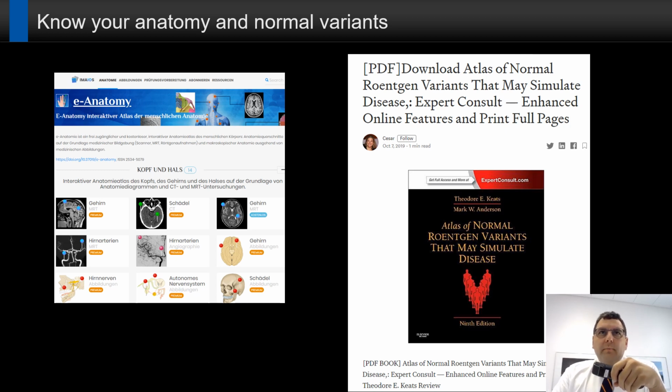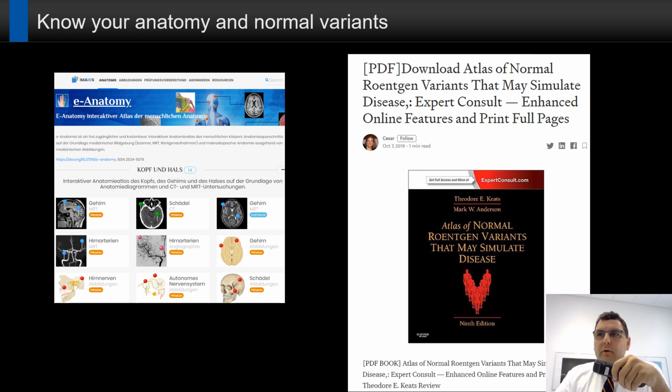Before we start, it's very important for this specific topic that you know your anatomy, especially normal variants. I always advise to use online atlases these days because they are ready and always available online, and most of our people are always online and connected to the internet these days.